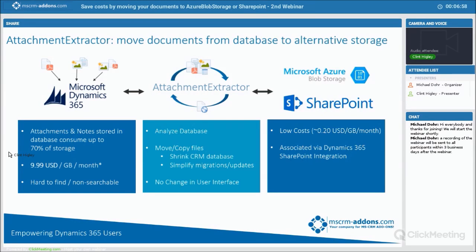What Attachment Extractor does is it's a service that either runs on a local machine or on our online instance. Basically, the service goes in and analyzes the database. It either then moves or copies the files from Dynamics 365 over to SharePoint or the Azure Blob. And basically what that does for you is it shrinks your CRM database, also helps you simplify migrations and updates.